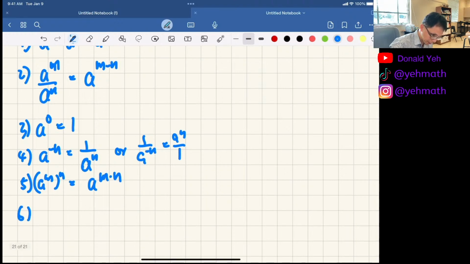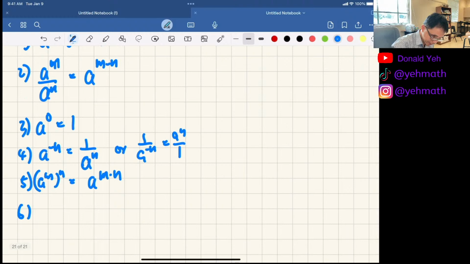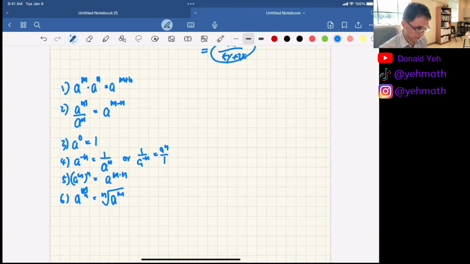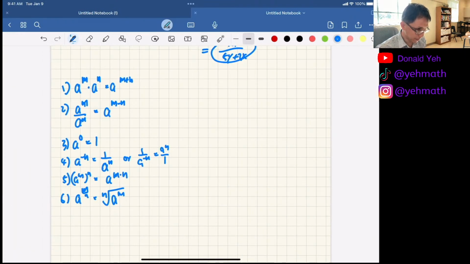The sixth rule is called the definition of radical. a to the m over n is equal to the nth root of a to the m. So there is a little bit of difference between the two. Now, those are all the rules.